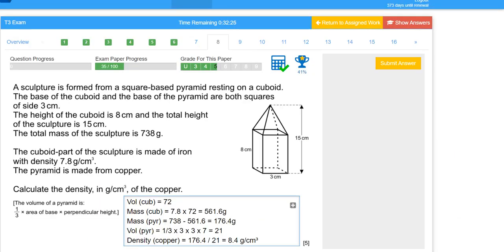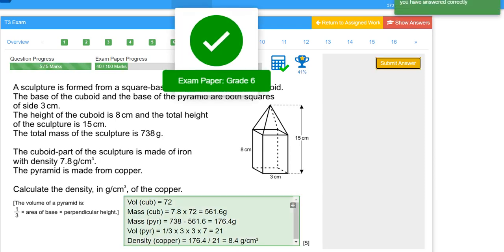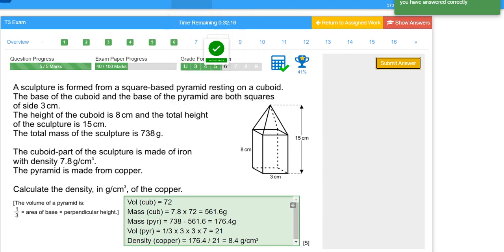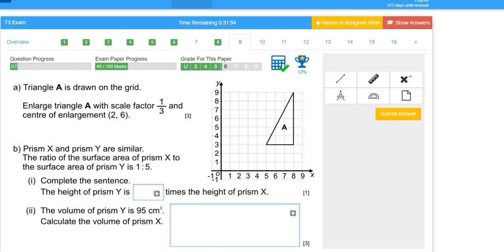So there you can see I've typed out my working out and hit submit answer. And we would be, in theory, able to get a grade 6. So I skipped question 7. And it did give you the formula there for the volume of a pyramid, even if you weren't familiar with it. It's a case of what do I know? Even if I can't get all 5 marks for that, can I get 2 or even 3 marks? Each of those contributes significantly.